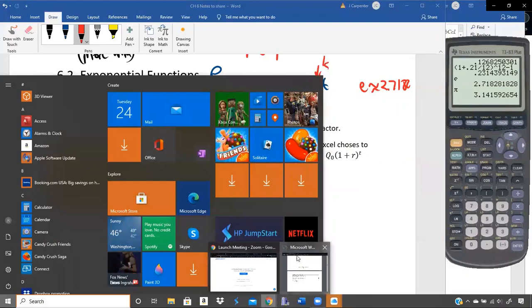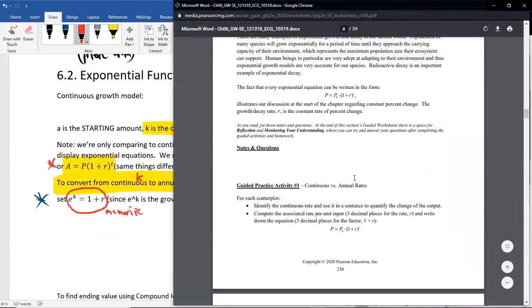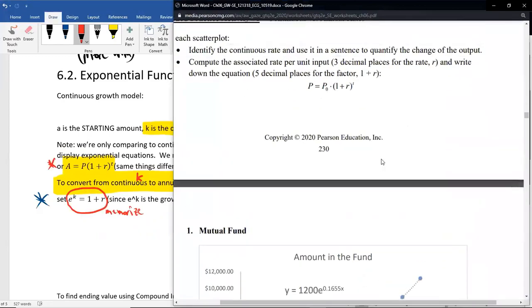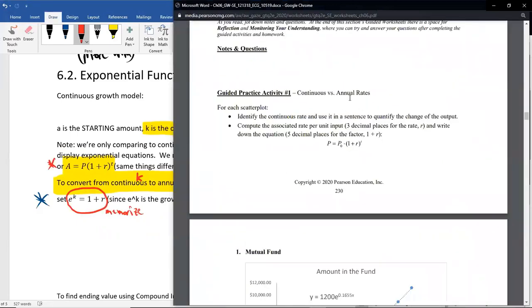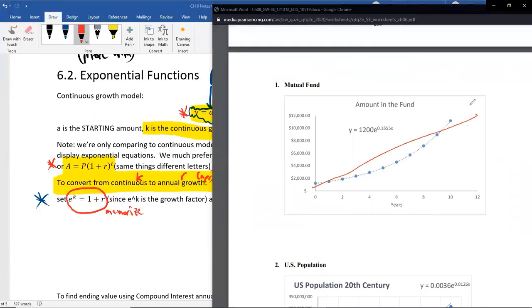So we're going to pull up the guided activities from 6.2, and all this stuff says exactly what I was just talking about. Here we go. Guided activity 1, continuous versus annual rates. The only reason we're doing any of this is because in Excel, remember how we showed you how to display the linear equations? Well, under those options, there was an exponential equation as well, and I even did a couple in class. You would get the dots between them, and you can see clearly that that is a much better model than a straight line.